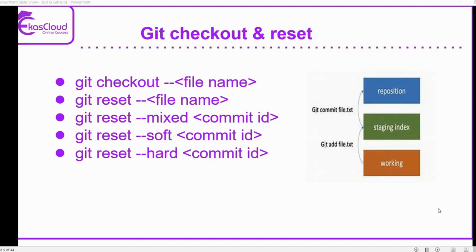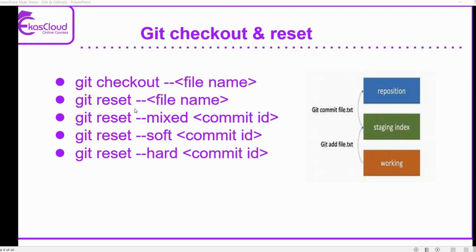If you don't need this edit, this modification, you can use the git checkout command to remove these unstaged changes. For that purpose we use git checkout, and here you enter git checkout --, followed by the file name for which you need to discard the unstaged changes.